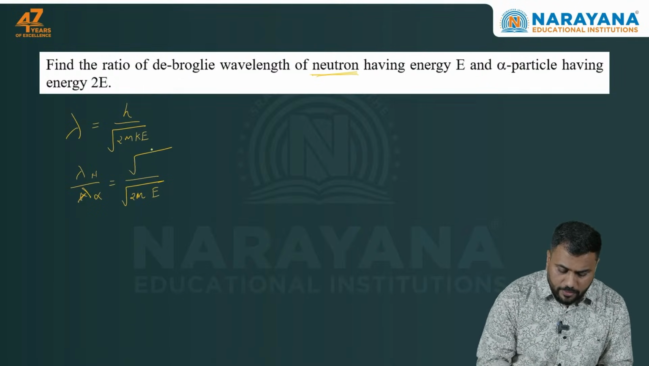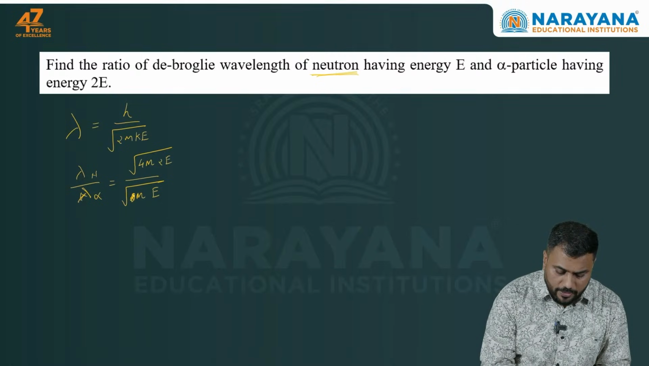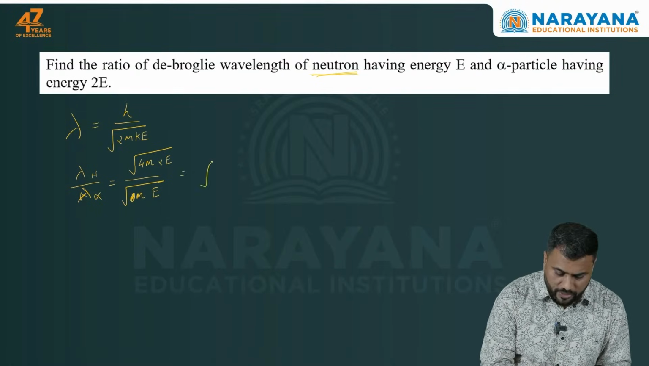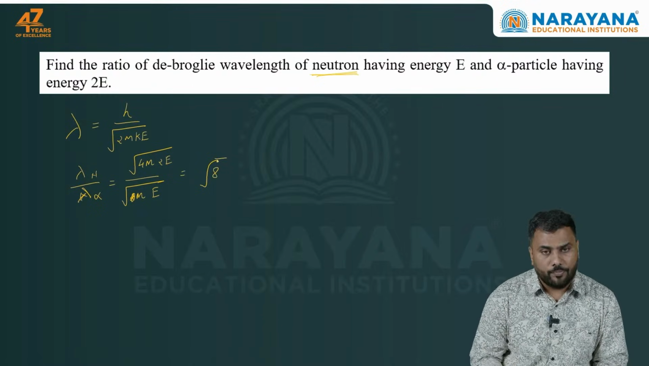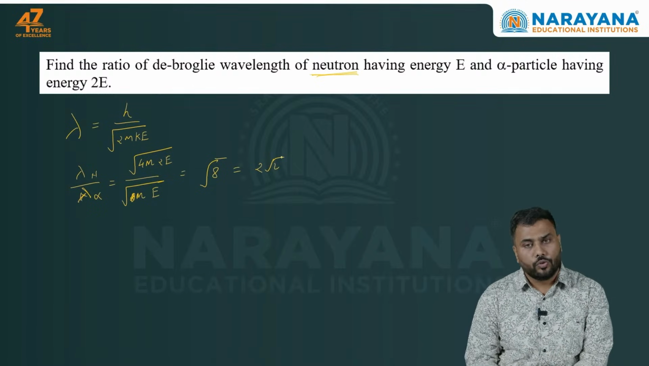Alpha particle's mass is going to be 4 times the mass of neutron, and kinetic energy in the question is given as 2E. In the formula there is a 2 in both the expressions, so that 2 is getting cancelled. So this expression is root of 8. Root of 8 is going to be 2 root 2. So the correct answer of this question will be 2 root 2.